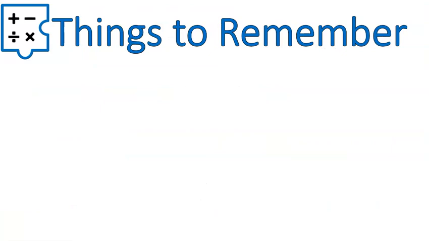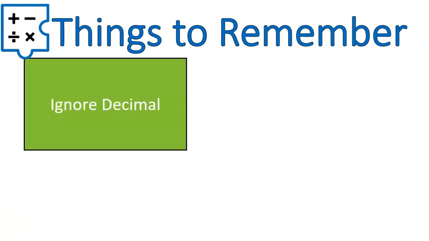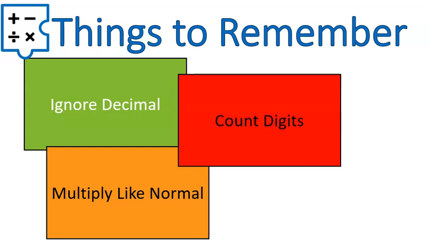So that was our lesson. Couple things to remember. You ignore the decimal, multiply like normal, and then count the digits on the right of the decimal so your final answer has that same number. If you got an extra 0, you can get rid of it. Or if you've got an extra 2 zeros, you can get rid of those too, I suppose.